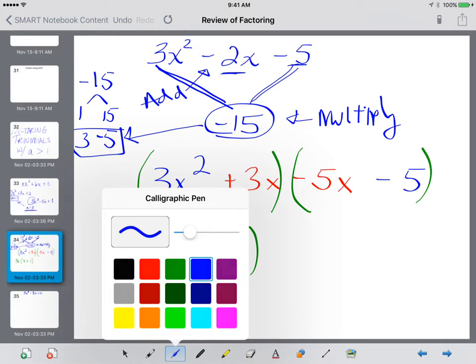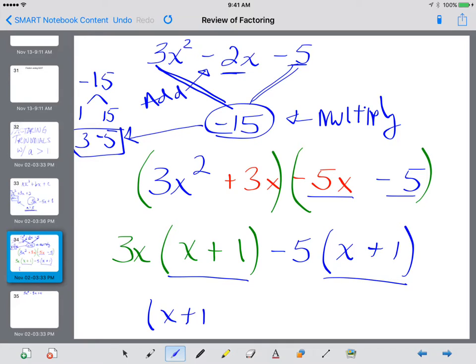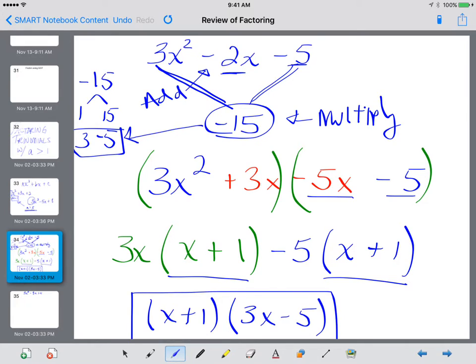Now we need to do the same thing over here. We need to take the greatest common factor between negative 5x and negative 5. That would be negative 5. If I divide a negative 5 out, I'm left with a positive x. If I divide a negative 5 out of that, I'm left with plus 1. This is why we practice this type of greatest common factor. Notice how the x plus 1's line up. So I'm left with x plus 1 times 3x minus 5 as my final answer.